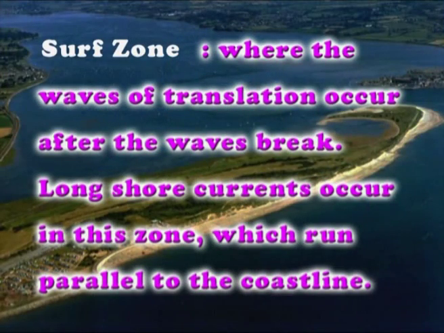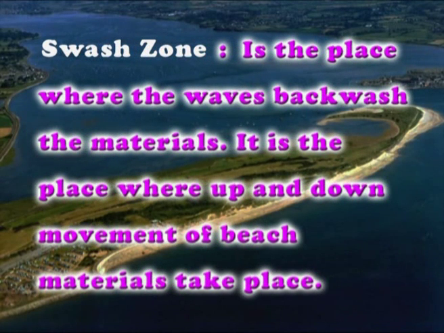The second one is the surf zone. In the surf zone, the waves of translation occur after the waves break. Longshore currents occur in this zone which run parallel to the coastline. The third one is the swash zone. It is the place where the waves and backwash materials prevail. It is the place where up and down movement of beach materials take place.